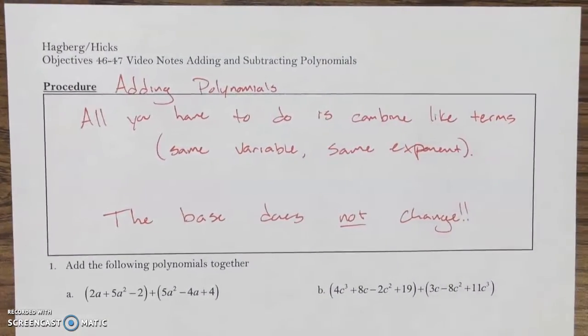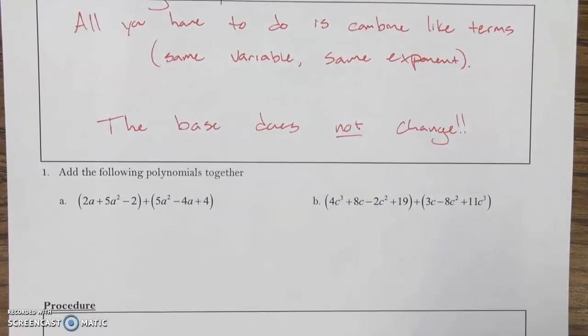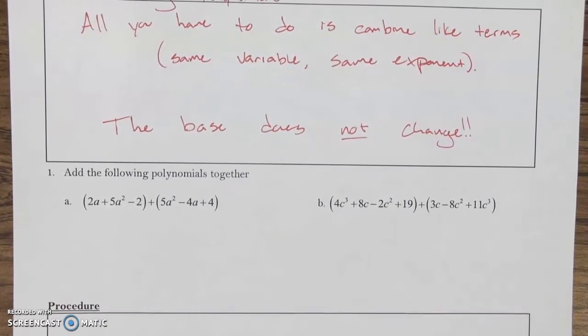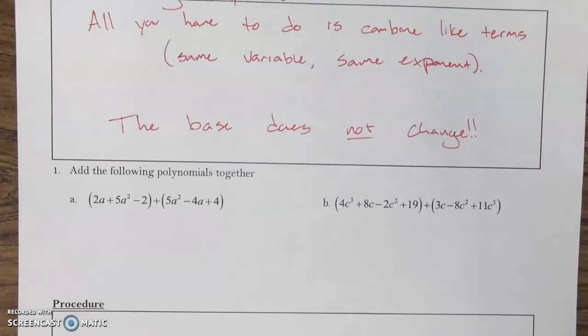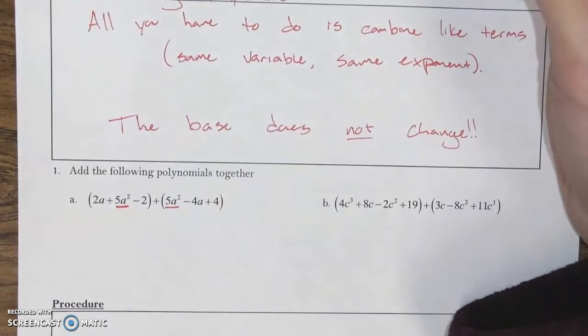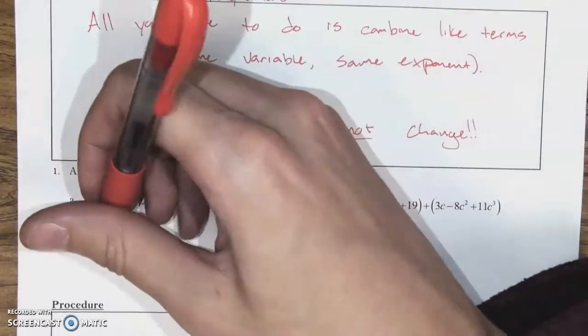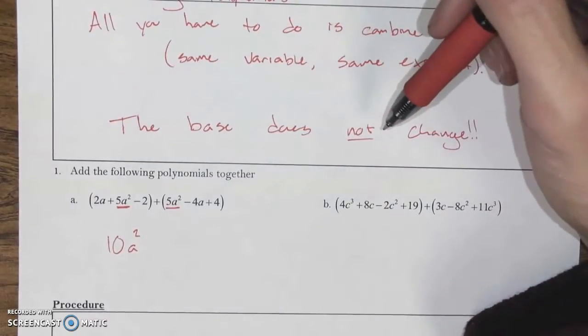So looking at this first one, we've got these two polynomials and we're adding them together. We combine like terms, so we look for terms that have the same variable and the same exponent. I always like to start with the highest exponent, and then I add as the exponent decreases. So looking at this, the highest exponent we see is a squared. So we add each of these, 5a squared and 5a squared gives us 10a squared. Again, the base does not change.